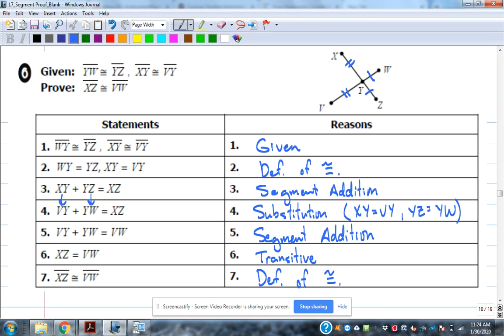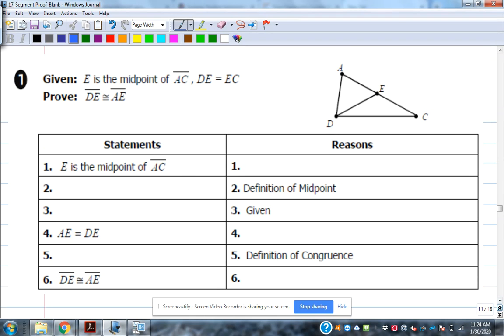So far, they've been giving us all of our statements, and we've been coming up with all the reasons. So now we're going to start mixing that up, and we're going to have to come up with some of our statements and some of our reasons, and try to build up to where we have a completely empty box, and we got to fill it all in. Okay. Well, I've already figured out 2 of them. 1 is given, and 3 is DE equals EC, because it is given too.